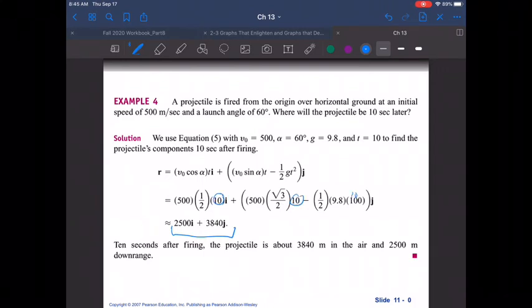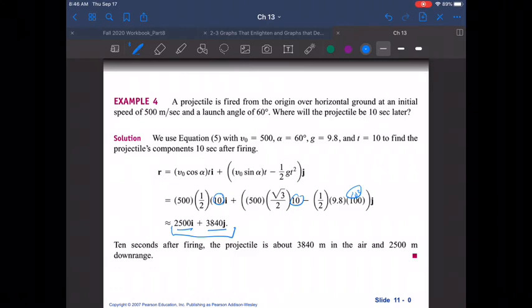This was 10 squared right there, okay? And when you do that, it gives you that. And so 10 seconds after firing, that's where its location will be. It will have moved this far horizontally, and it'd be this height vertically, okay?